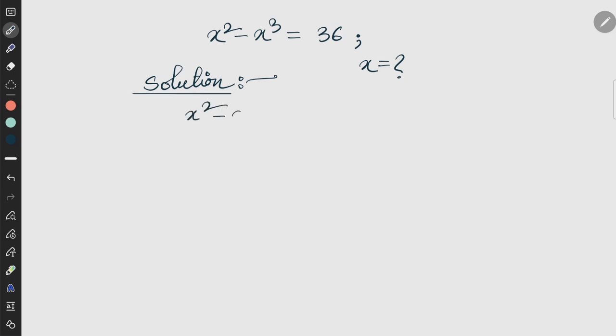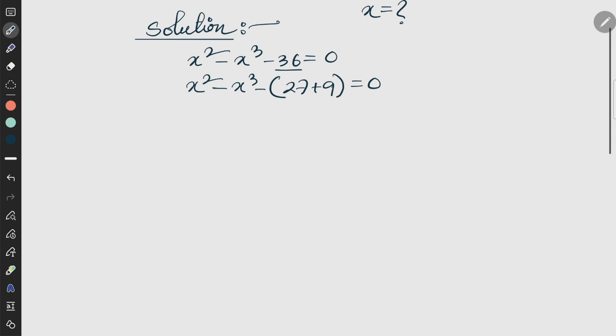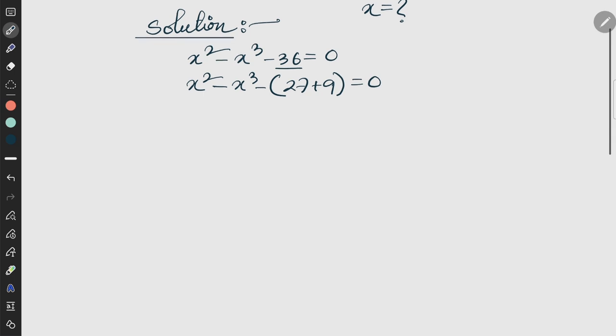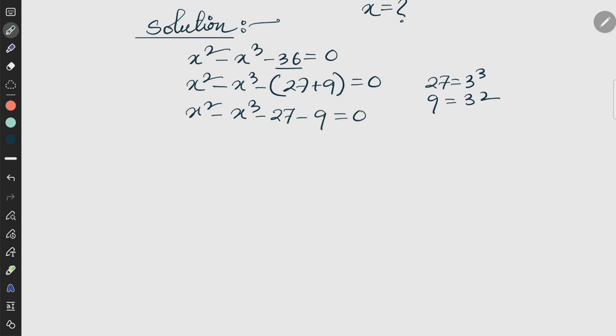x square minus x cube minus 36 equals 0. Next, in x square minus x cube, we can replace the 36 with 27 plus 9, because we know that 27 equals 3 cube and 9 equals 3 square. So x square minus x cube minus 27 minus 9 equals 0.